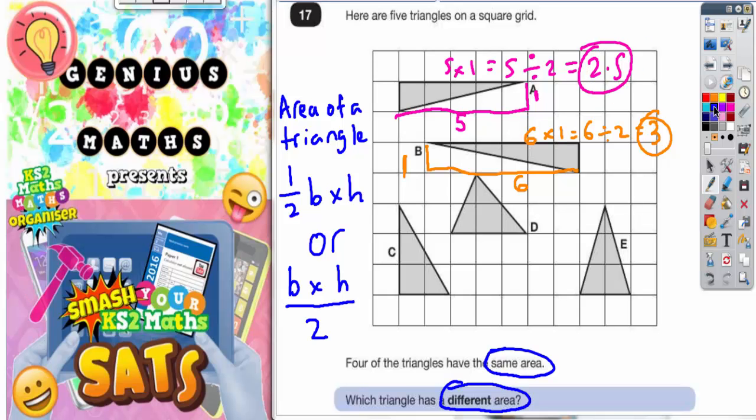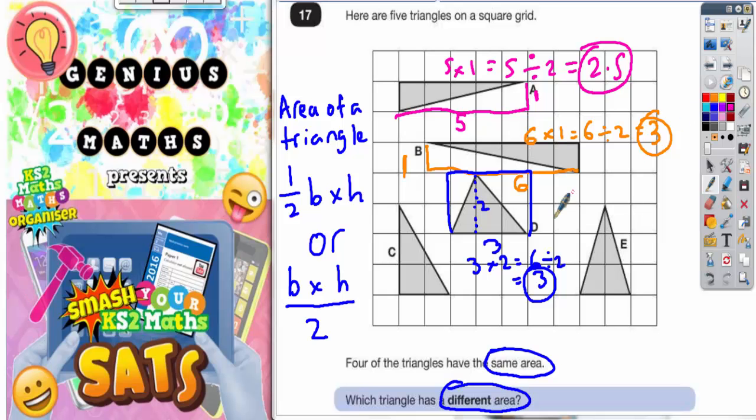Now let's do the same for D. Turn it into a rectangle. There we go. The base is 3, so it's 1, 2, 3 squares across. And the height, well, you need the vertical height, the straight up height, so not the slanted height, straight up from here to the top of the triangle. So that is 1 square, 2 squares. So that one is going to be base times height divided by 2. So 3 times 2, which is 6, then divided by 2, which gets us back to 3. So the area of triangle D is 3.